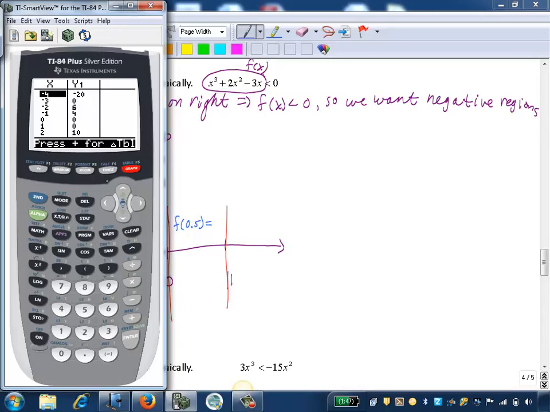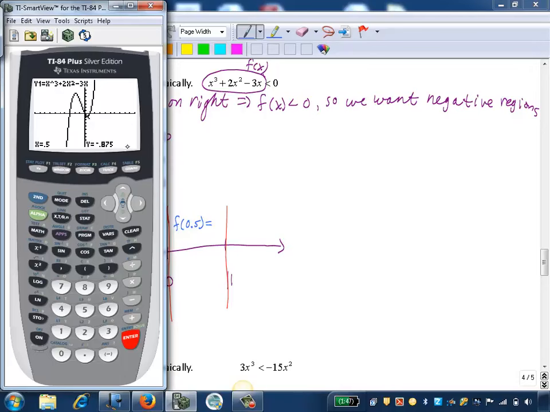So another option is if you go to the graph and you can calculate a value. You can hit second function, trace, and the first option is value. So we hit enter and it will calculate the value of the function when x is 0.5. So I'll put in 0.5, hit enter. So that's nice if you have decimal or fraction values that you don't have on your table, you can use this.